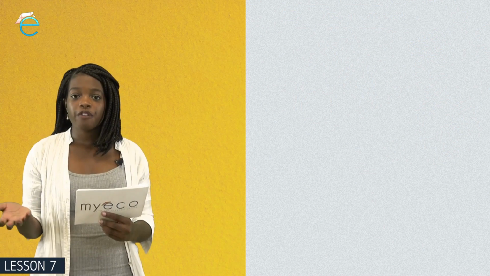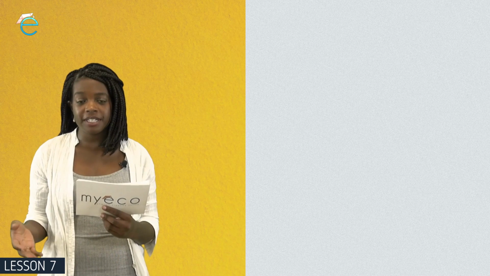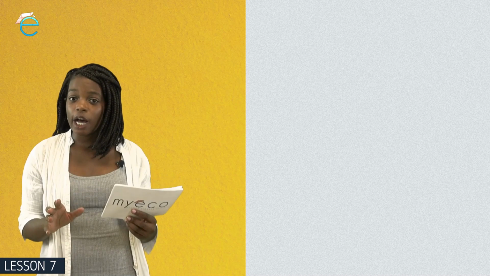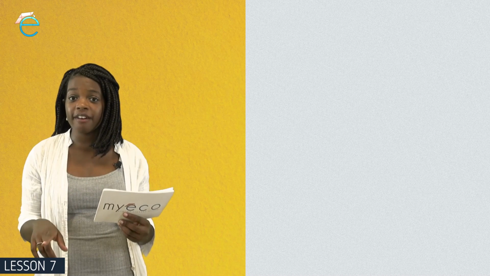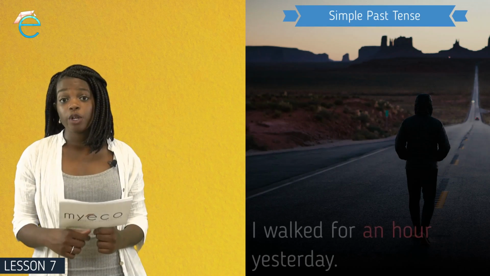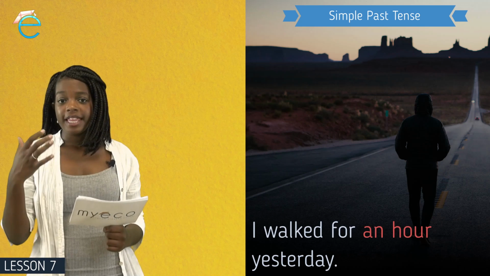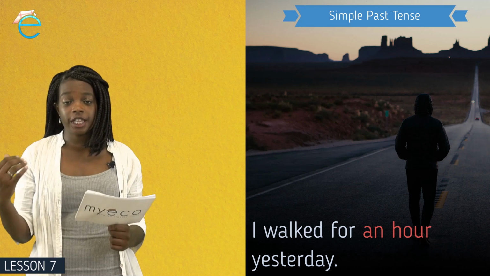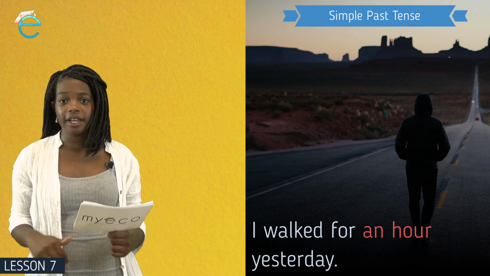When it comes to the word for, we can use that in simple past tense as well as in present perfect tense. And they often give us sentences that sound like they mean the same, but actually have different emphasis. Let's look at an example. Under simple past tense, we have, I walked for an hour yesterday. The activity that I did, walking, has started and finished in the past, which was yesterday.